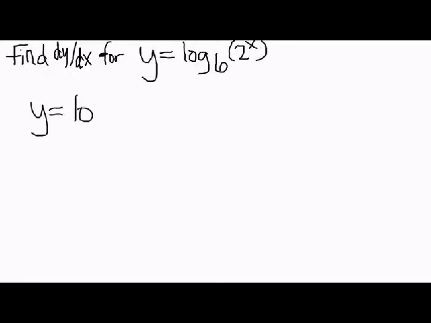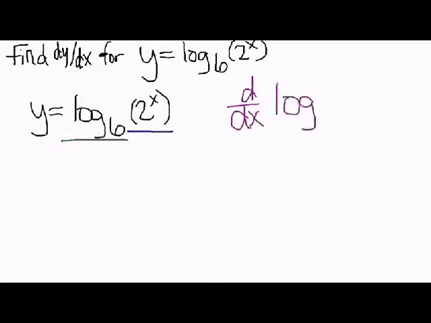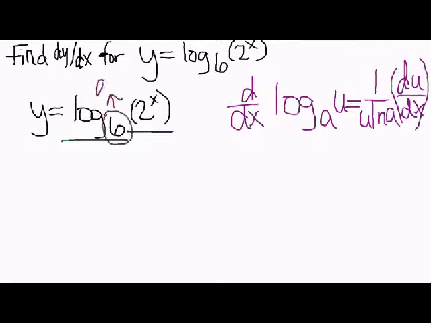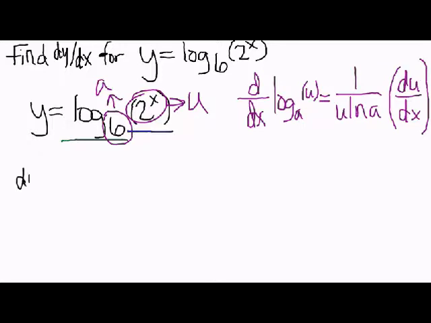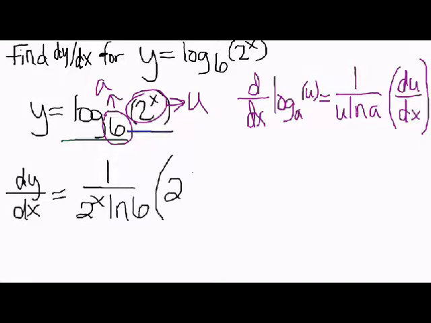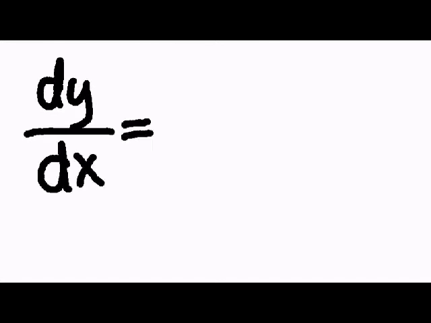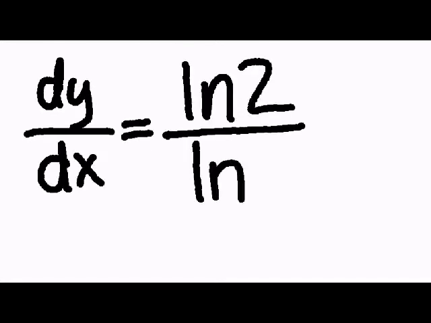For example 4, there are two ways we can go about finding dy dx for y equals the log base 6 of 2 to the x. The first way we're going to go about this is the chain rule. All you need is the chain rule. Identify the in, identify the out. You don't need a tool, just do the chain rule. And this results in 1 over 2 to the x natural log of 6, multiplied by 2 to the x natural log of 2. That is 1 over 2 to the x natural log of 6, which is the derivative of log base 6 of 2 to the x. Derivative of the outside, keep the inside.